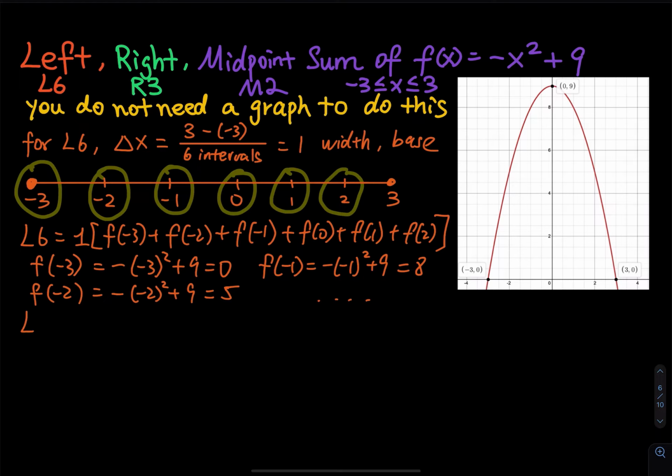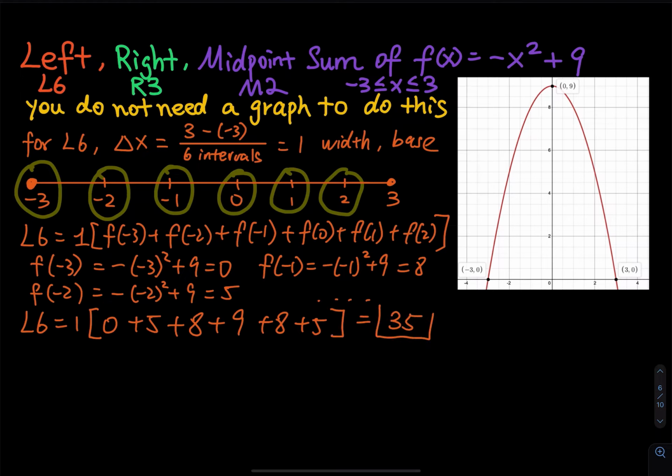And then here is the result: L6 equals 1 times 0 plus 5 plus 8 plus 9 plus 8, and then plus 5, and at the end of the day, you have this equals 35. So this is the estimated area under the curve.